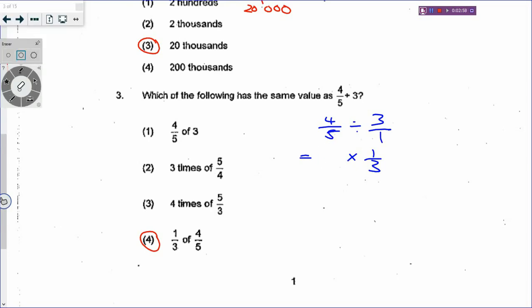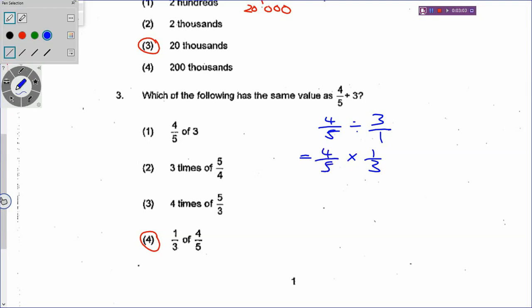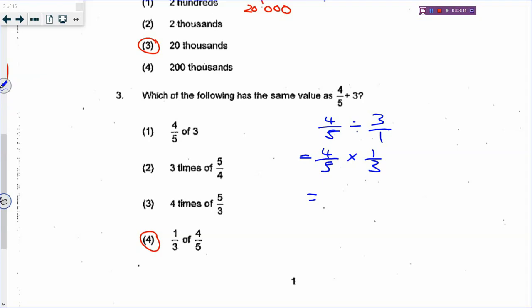So how do you divide fractions? You keep the first fraction, which is 4/5, and you change the divide to times, and then you flip the second fraction upside down. Alright, and then after that, you multiply the numerators, 4 times 1 and 5 times 3. Alright, and you look at the answers. There's no answer there. So you have to work out one by one.